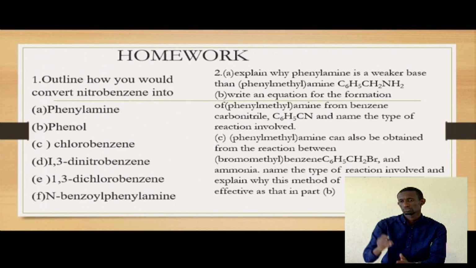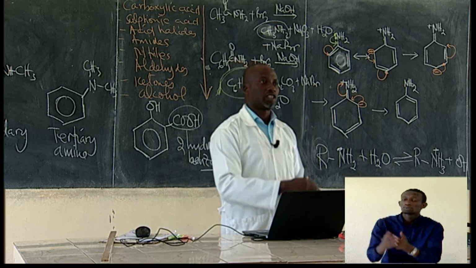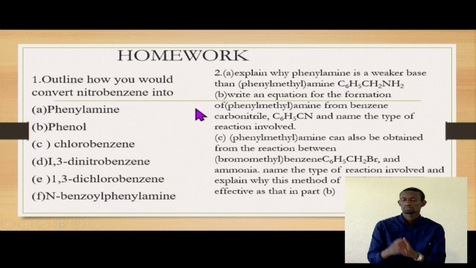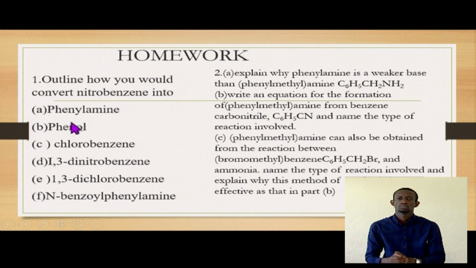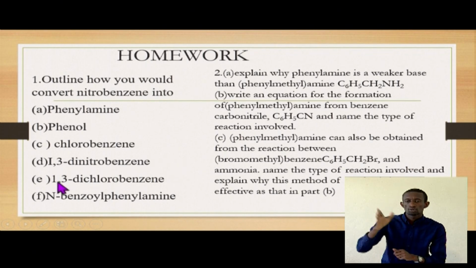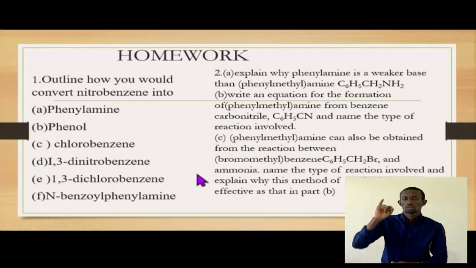So before I wind up, I would like to leave you with some homework. Please make sure you capture that and then try to answer those questions. Outline how you would convert nitrobenzene into phenylamine, phenylchlorobenzene, 1,3-dinitrobenzene, 1,3-dichlorobenzene, N-benzoyl phenylamine, and so on. Then there is number 2. Capture that information. I hope you've already captured that.